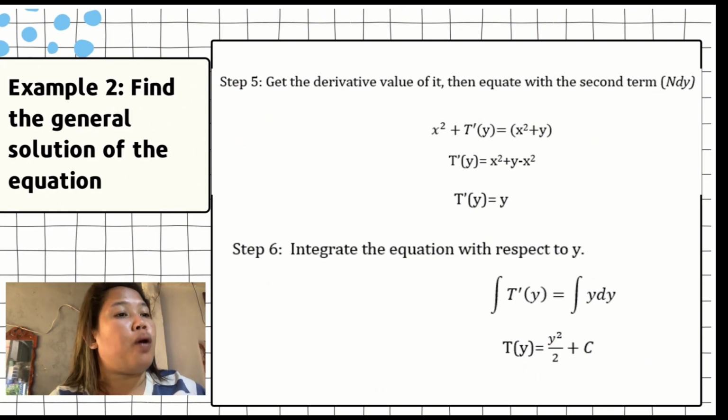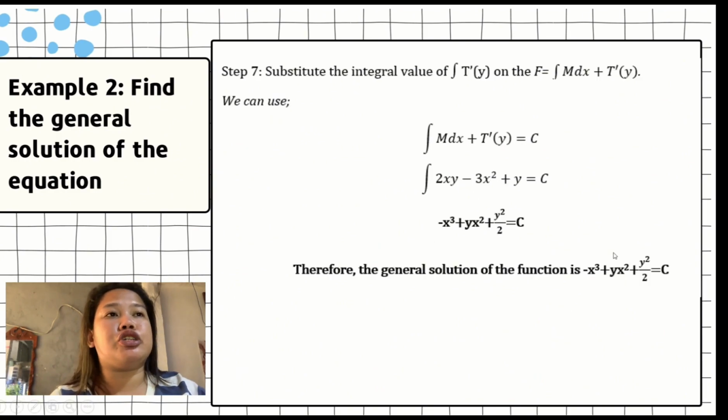Since we are going to integrate this one, we now have the answer of t of y is equal to y squared over 2 plus c. For the last step, we have here, substitute the integral value of t prime of y on the f equals the integral of M dx plus t of y. So we can use the integral of M dx plus t of y equals c.